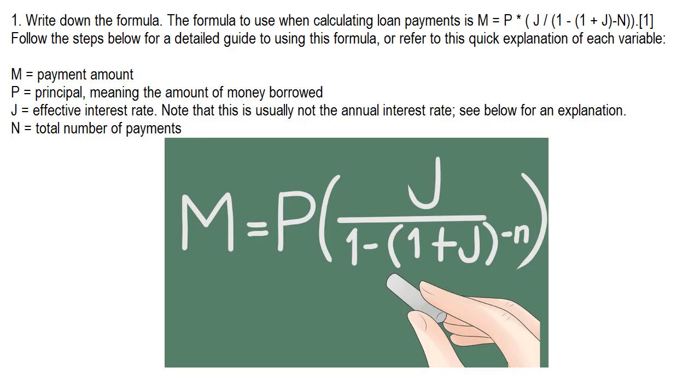of each variable. M equals payment amount, P equals principal, meaning the amount of money borrowed, J equals effective interest rate. Note that this is usually not the annual interest rate, see below for an explanation. N equals total number of payments.